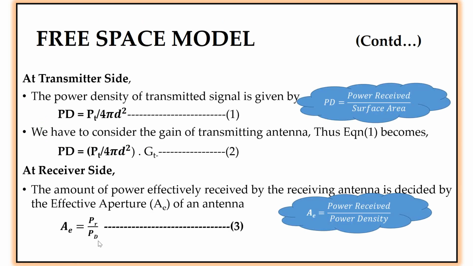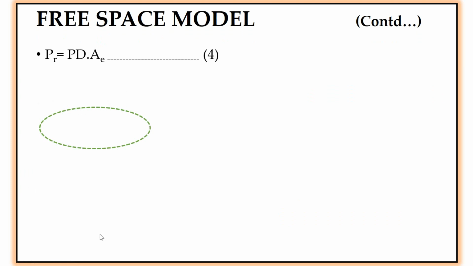What have I done over here? I'm just writing this equation. Which equation? This PD equation. I'm writing it over here. So that is what is put up over here: PD into AE. So power received is equal to PD into AE. Instead of the power equation, I'm putting it over here.